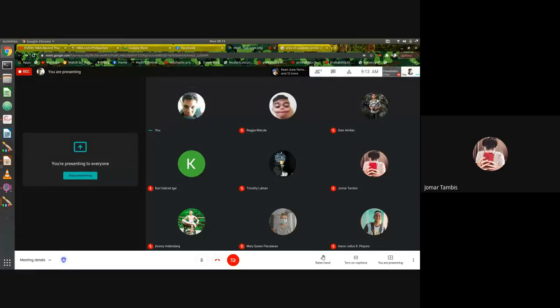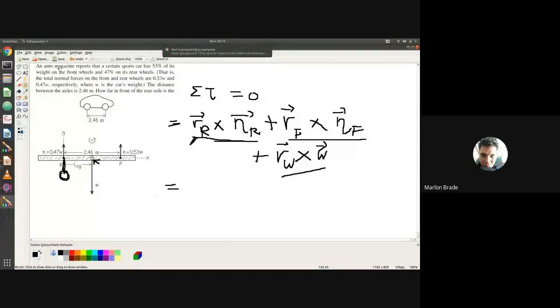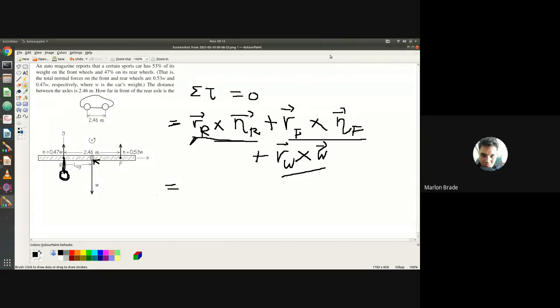Okay, so what is the value of the first term? It's zero, because... What is R sub R? It is the vector quantity from the chosen origin to the rear axle.